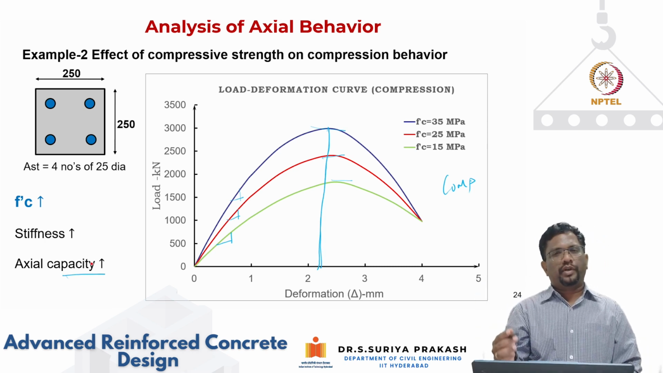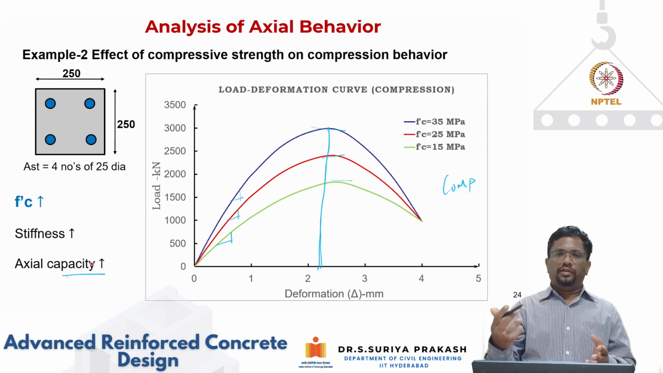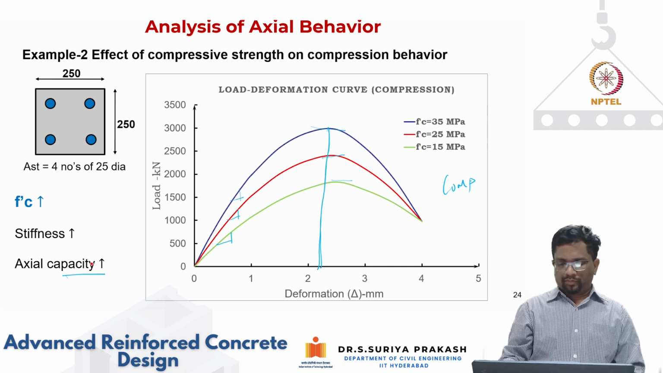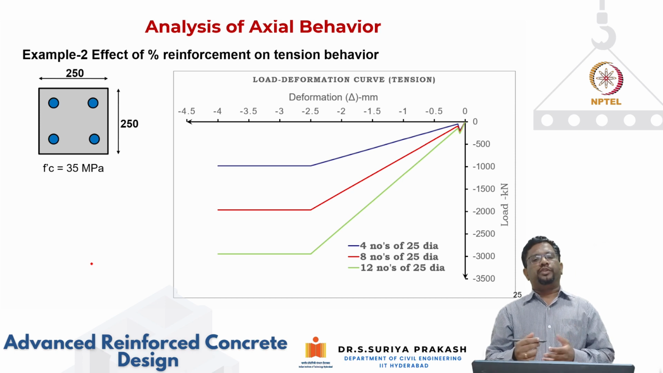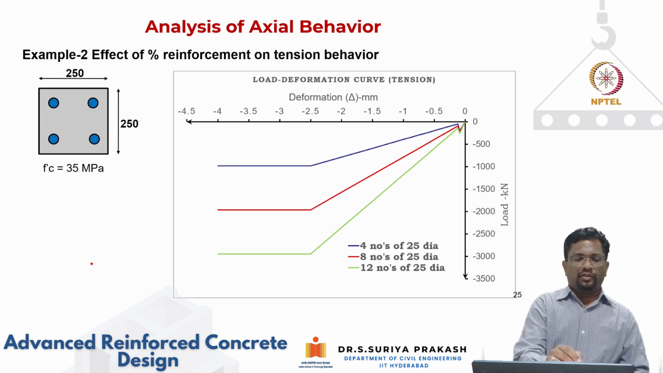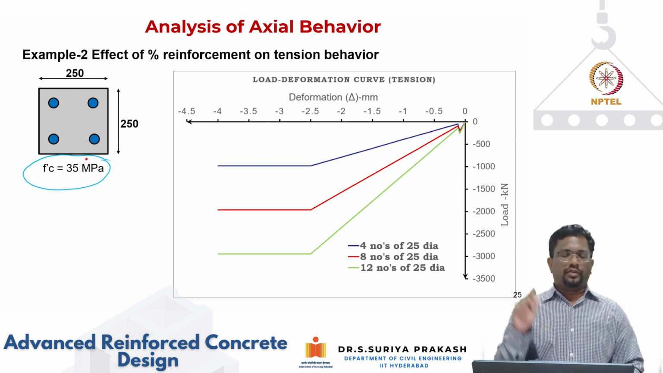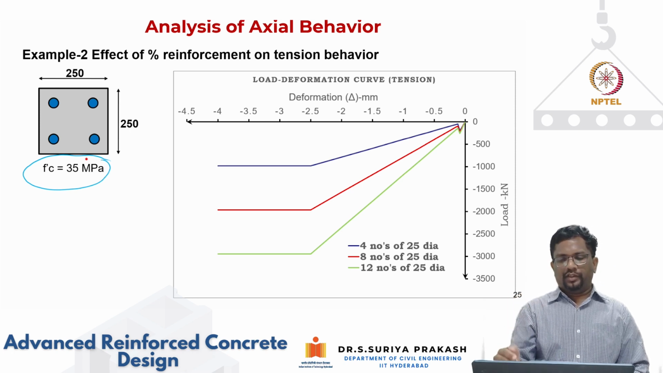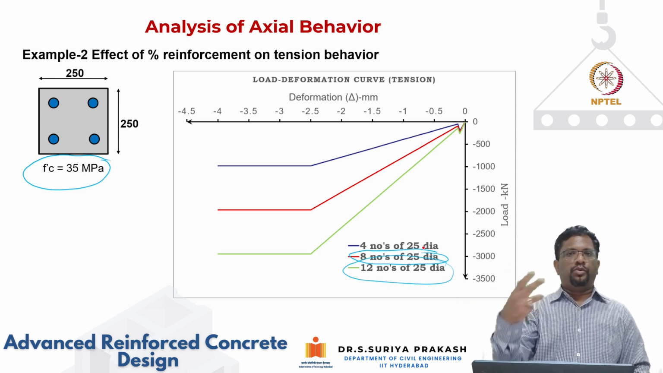However, the role of concrete in tension is not going to be very significant, and it's only the steel that is going to play the major role. Now that is what we are saying. What is the effect of percentage of reinforcement on tension? So now here I've kept the compressive strength constant. We have taken in the previous example 4 numbers of 25 mm dia. If I increase it to 8 numbers of 25 mm dia or 12 numbers of 25, that means basically I'm doubling and tripling the amount of steel.